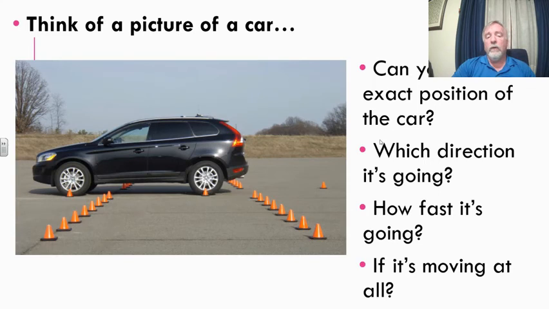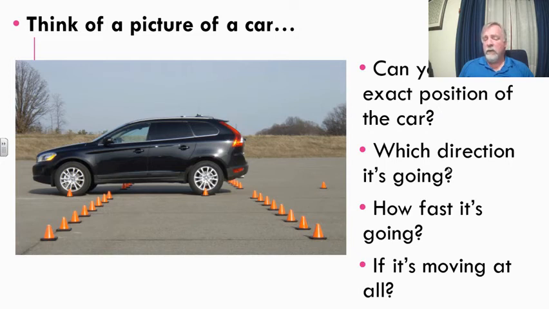Okay. So to drive this point home, I want you to think of a picture of a car here. As we look at the car, we can tell its position, because you can look at the cones and see the back bumper of the car is lined up with this row of cones on the right, and each wheel is aligned with a cone. So we can tell the exact position of this car. But what direction is this car going? Is it going forwards or backwards? Well, you really can't tell.